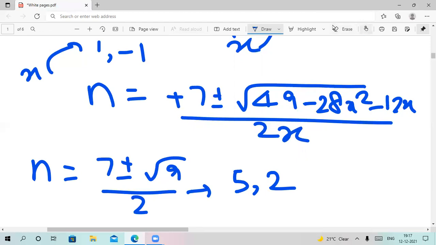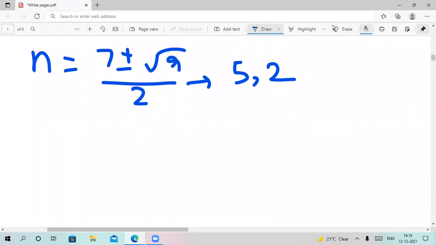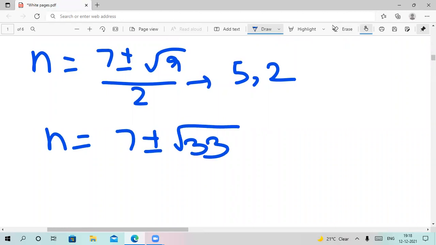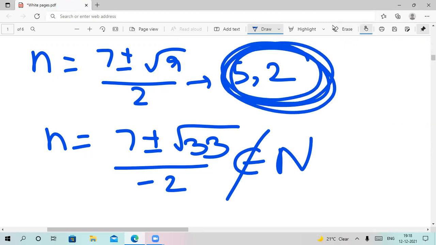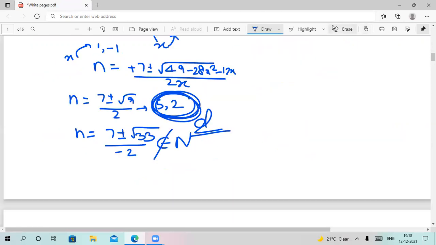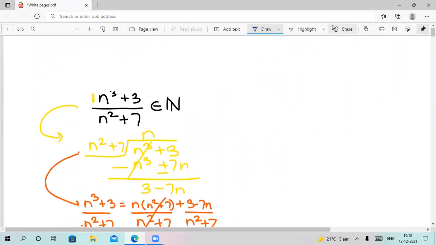So now I will put the value -1 here, but when you put -1, you get the value of n as 33 divided by -2. So this cannot be our answer because this is not a natural number. So the only two natural numbers which satisfy the original expression are 5 and 2 only. So this is our answer for this question, the Slavic question.